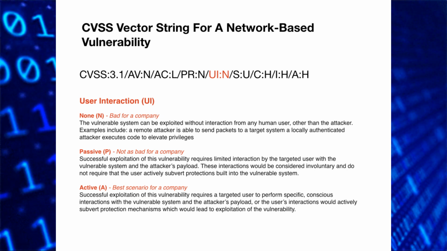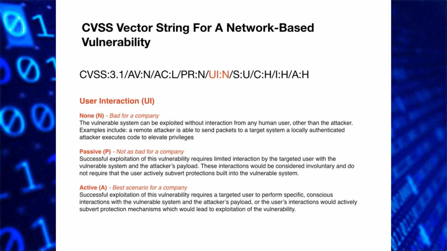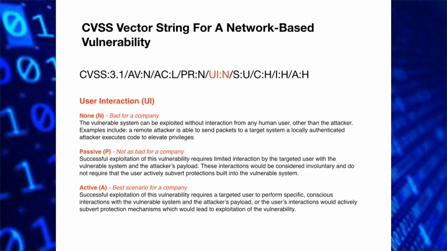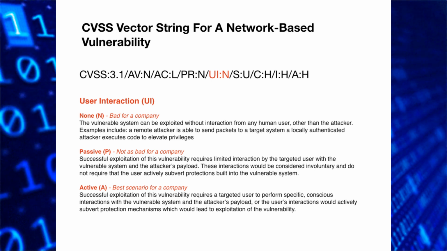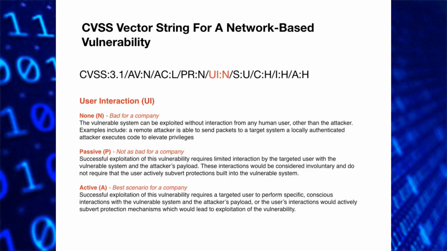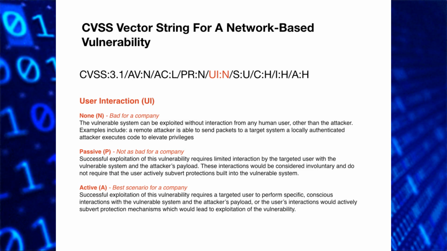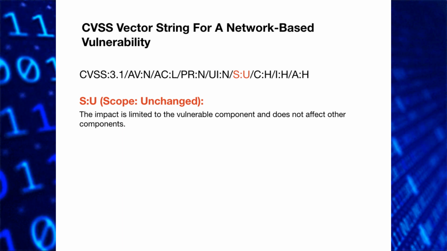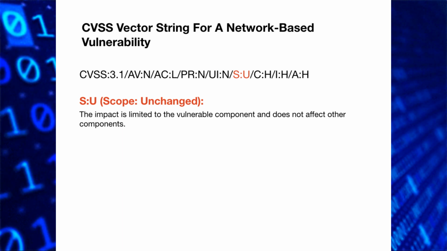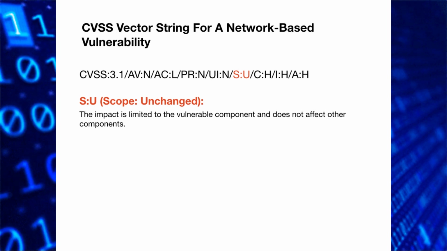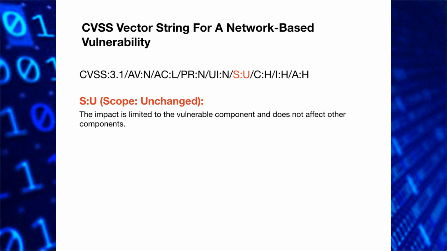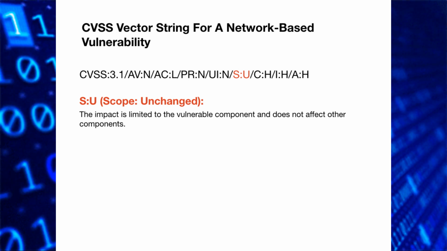Required is the best scenario for a company. Successful exploitation of this vulnerability requires a targeted user to perform specific conscious interactions with a vulnerable system and the attacker's payload, or the user's interactions would actively subvert protection mechanisms, which would lead to exploitation of the vulnerability. S stands for scope. The U stands for unchanged. The impact is limited to the vulnerable component and does not affect other components. This is not too bad for a company.